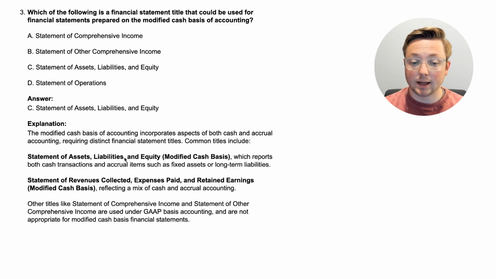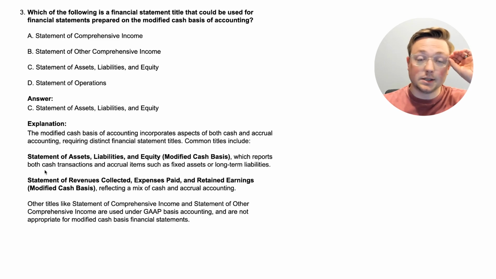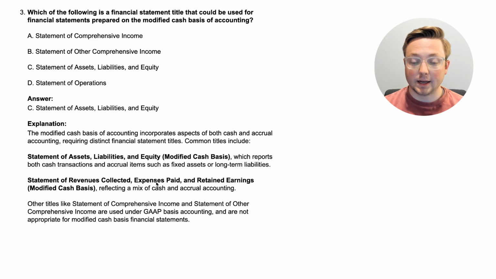But modified cash basis is a mixture between cash and accrual, and they would most likely have something like a statement of assets, liabilities, and equity, and that would report, of course, their cash transactions and accrual items such as the fixed assets or the long-term liabilities, basically the balance sheet, and then a statement of revenues collected, expenses paid, and retained earnings. That would probably be like the income statement.